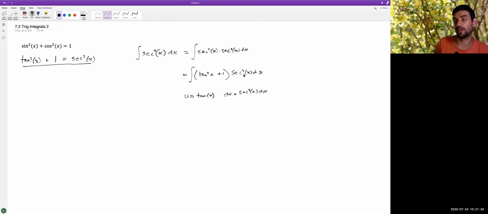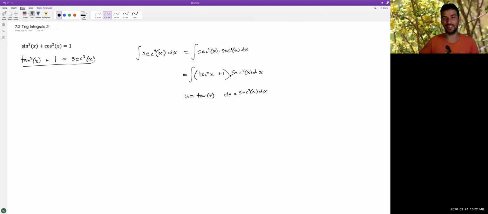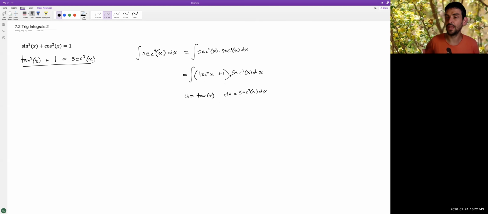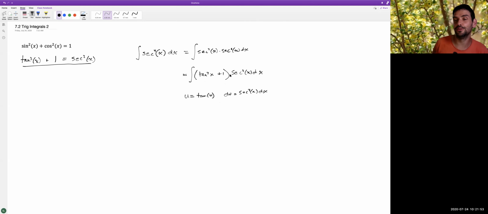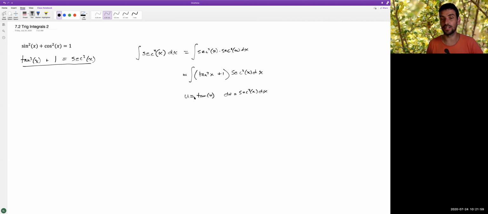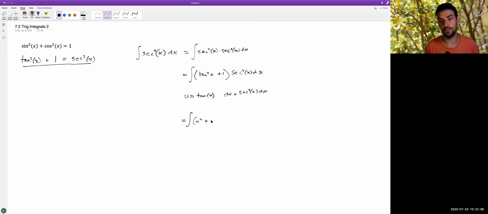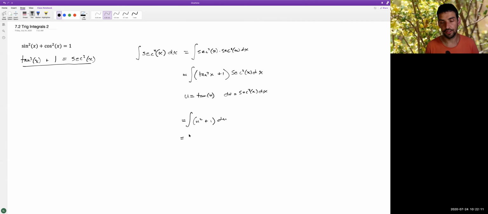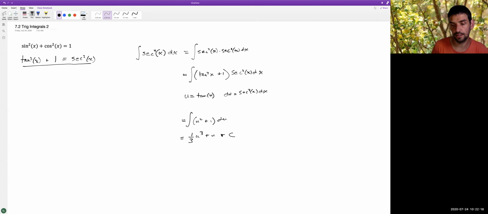This extra secant squared we peeled off. In the previous video, when we were doing trig integrals with sines and cosines, we would peel off a single sine or a single cosine, a single factor of one of them, because then we would substitute the other one. If u is equal to sine of x, du is cosine x dx, and vice versa. So we're peeling off single factors. Now we're peeling off a squared factor because the derivative of tangent is secant squared. So let's see what this does for us. This integral now becomes the integral of u squared plus 1 du, right? A fairly simple and straightforward 1/3 u cubed plus u plus c.